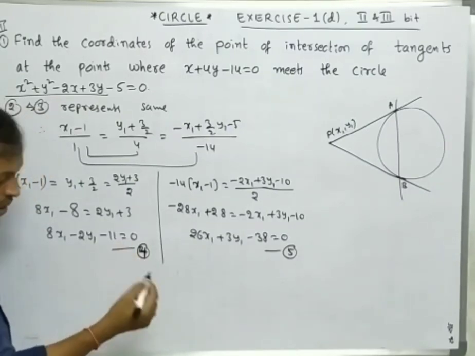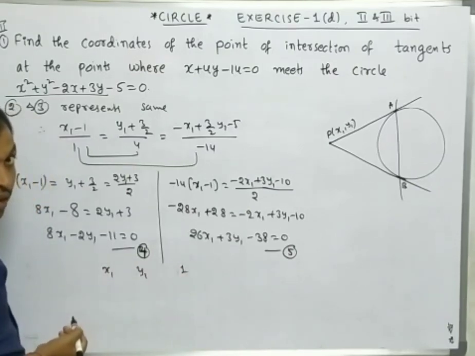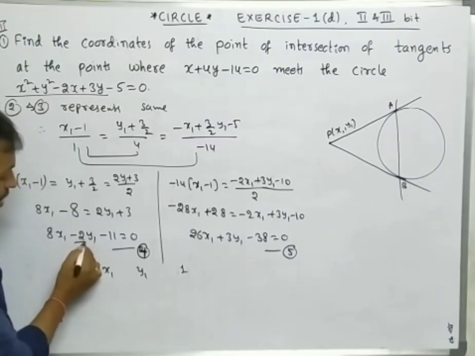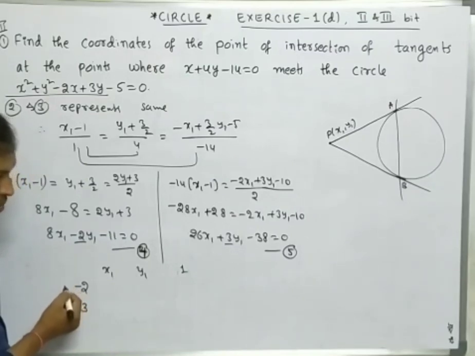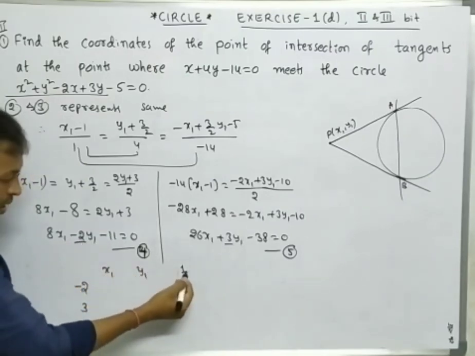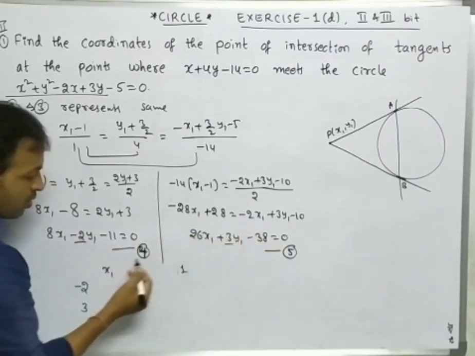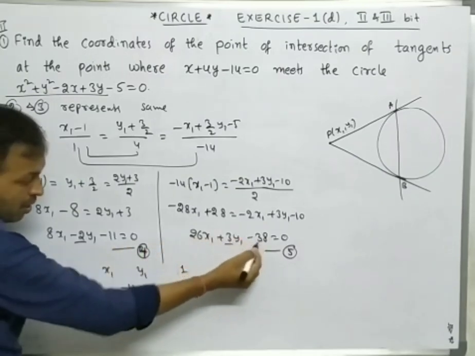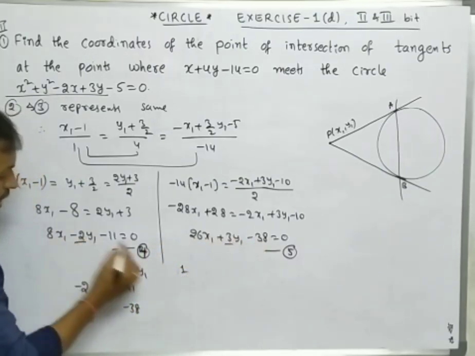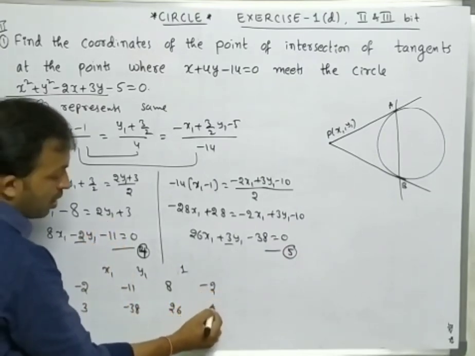Okay, so I will introduce the crisscross method here. So write x1, y1 and 1. Write the y1 coefficients first, that means -2 and 3. Write x1, y1, constant in order, like that you should write. So -2, 3, the y coefficients first of all; the next, the constants -11, -38; then write the x coefficients 8, 26; then again write the y coefficients -2, 3.